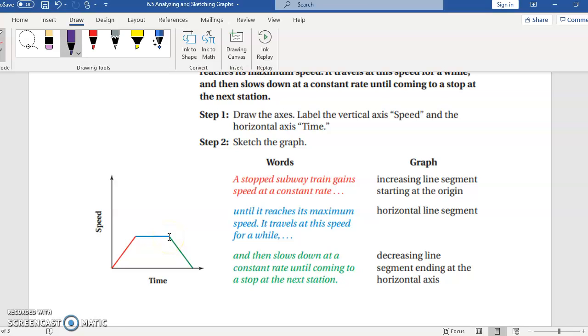Then it slows down at a constant rate, which means it's going to go down in a straight line until it comes to a stop. So then the speed should be at 0. So it should come all the way down to the timeline. Okay, so again, just breaking that down and drawing each section.